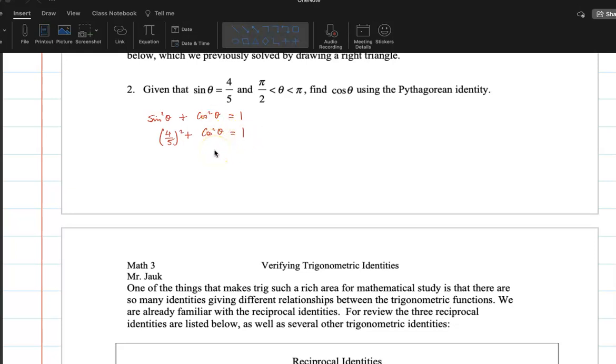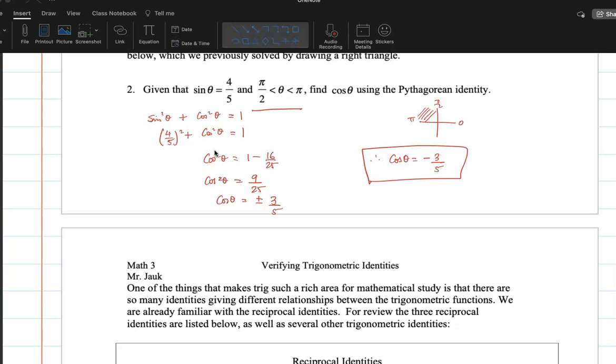So that's 16 upon 25. Cos squared theta is 1 minus 16 over 25, which is 9 over 25. So cos theta is equal to plus or minus 3 over 5. But it would be minus, because of the domain restriction. The angle is between 0 and 2 pi, in the second quadrant, where cos is negative. Therefore cos theta is equal to minus 3 over 5. It's easy actually.